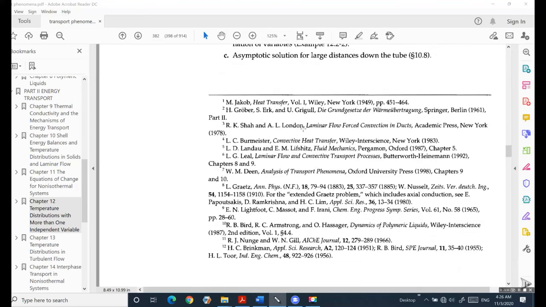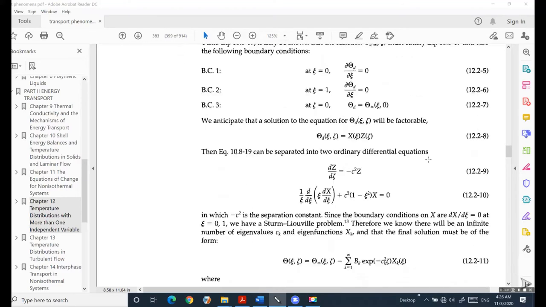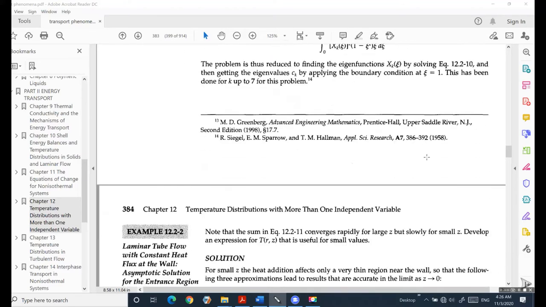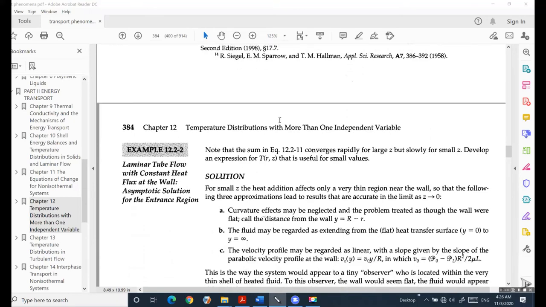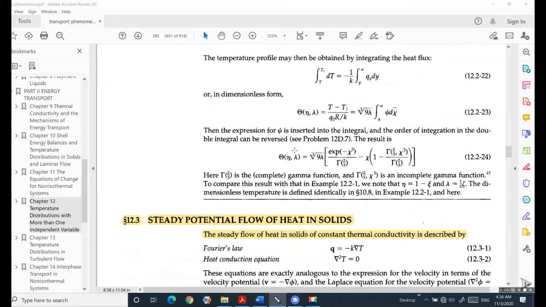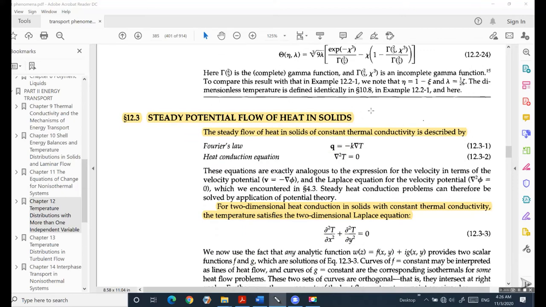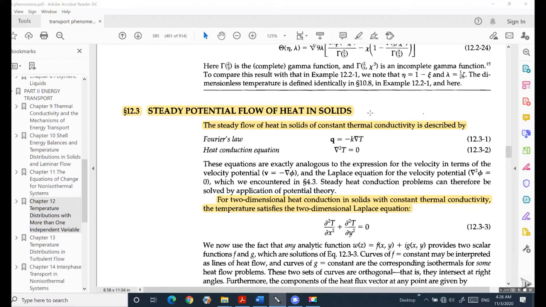There's another type, you can see the laminar tube flow with constant heat flux at the wall. You can go read it and obtain more information from the example, but now I just skip this example. I'm not going to go over it, just showing the types of problems and which final form of continuity equations we are going to utilize.